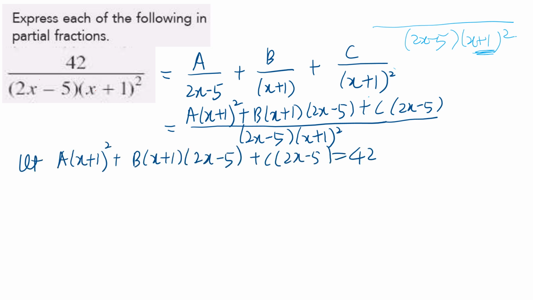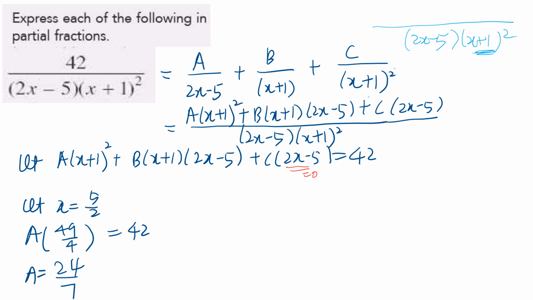Likewise, we're going to use the elimination method. To eliminate B and C, we're going to just let x be 5 over 2. Basically you just let this factor equal to 0. Then from there you can find x to be 2.5, 5 over 2. So this chunk of thing will be gone, this will be gone, this will be gone. So left only the value of A to be found.